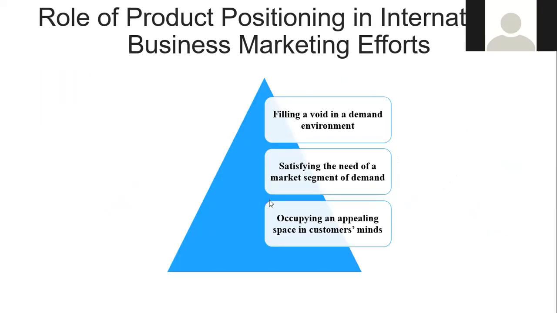The second part of the question is the rules of product positioning. The rules of product positioning in international business marketing efforts are filling a void in a demand environment, satisfying the need of a market segment of demand, and occupying an appealing space in customers' minds that is already occupied or might be occupied by the competitors.